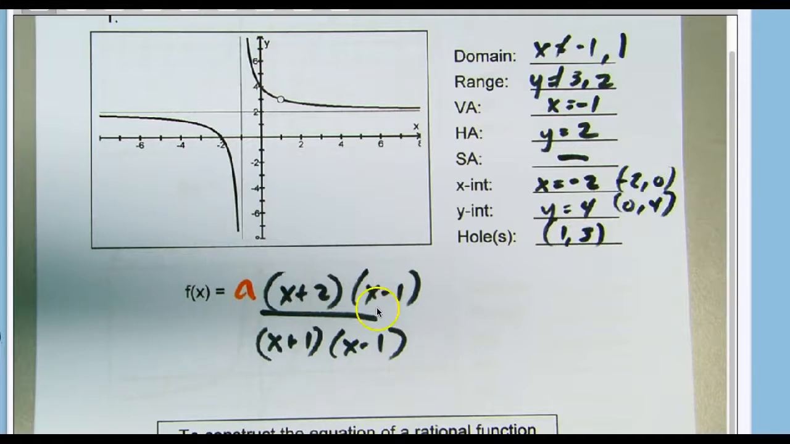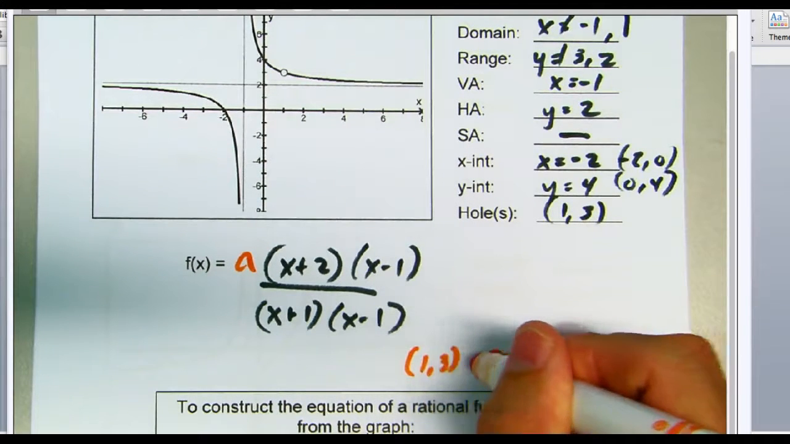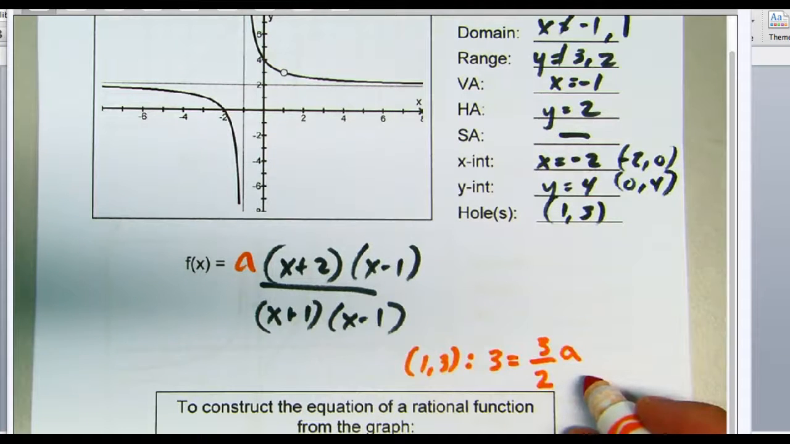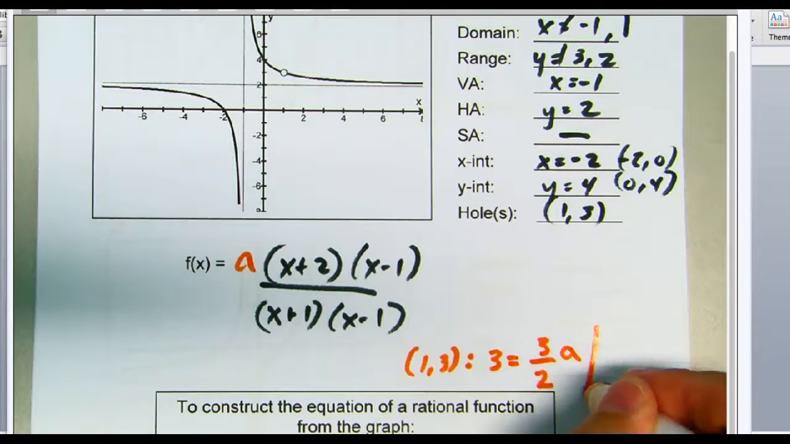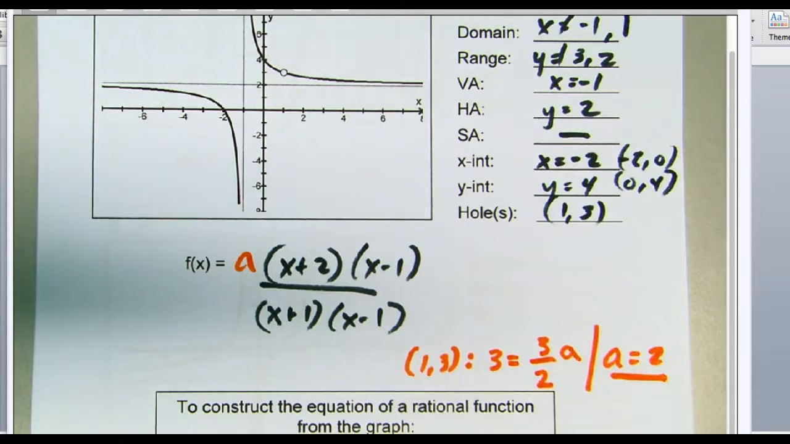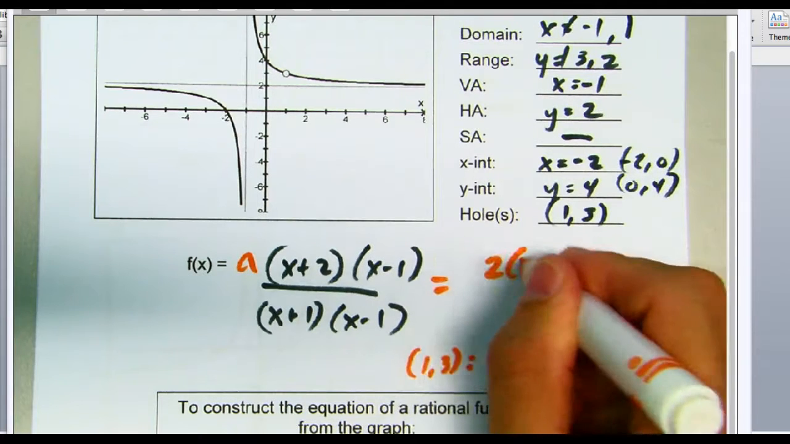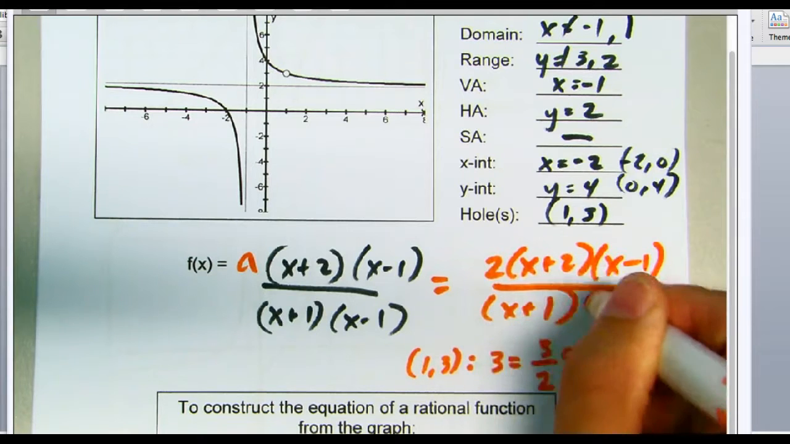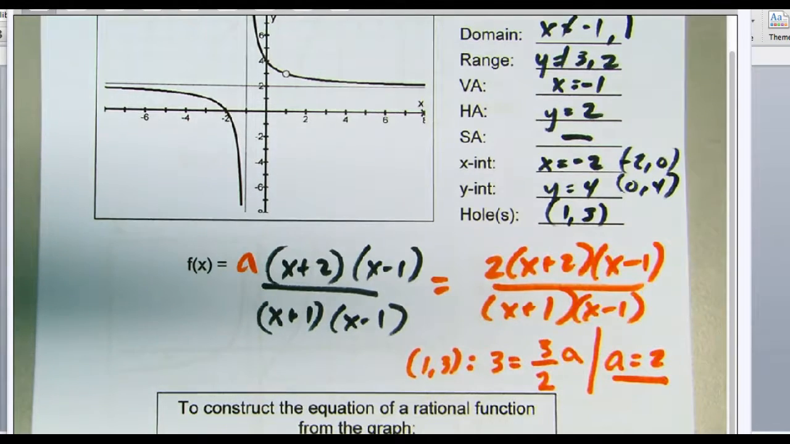But when you do the hole, you don't plug it into this piece. You just plug it into this remaining piece. So that's what I'm going to do, is plug in 1, 3. Take the point 1, 3 and plug it in. I can ignore this piece because it's going to cancel, and so I just have this. So I set up this equation. Now if you look at this, I can multiply both sides by 2/3, so I get a is equal to 2. So finally, my equation is going to be 2 times x plus 2, x minus 1, all over x plus 1, x minus 1. We're probably not going to have you expand that out, but that's what we want to look at. So just remember that this a value here will have to be found. And then we found it to be 2.